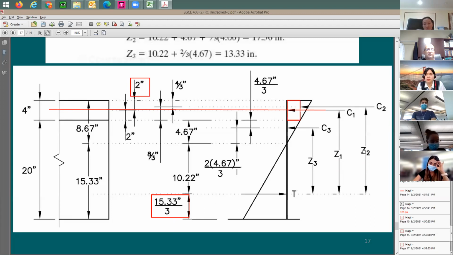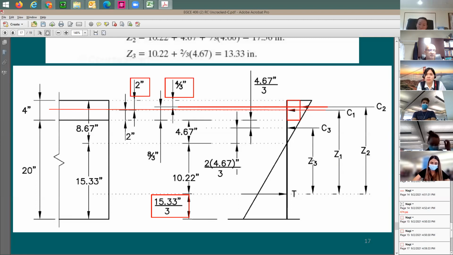How about Z2? Well, this little distance at the top is going to be equal to 1/3 of 4 inches. It is right here, and here is the point of application. So Z2 is going to be equal to 24 inches, subtracting 1/3 of 15.33, subtracting 4/3 of an inch.